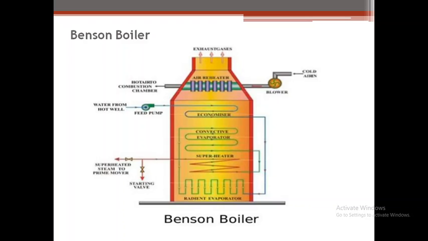Here the water receives the heat through radiation and partly gets converted into steam. The temperature rises almost to the supercritical temperature. After that, the mixture of steam and water enters the convective evaporator, where it is completely converted into steam and may superheat to some degree, and finally it is passed through the superheater to obtain the desired superheated steam.